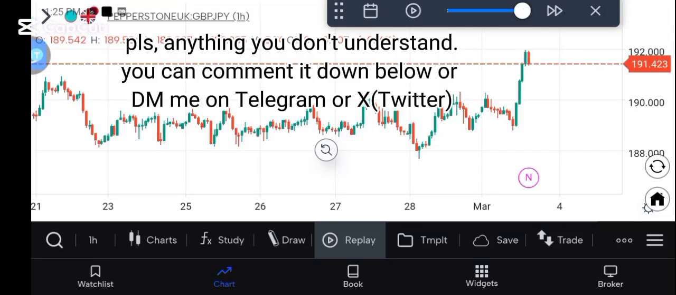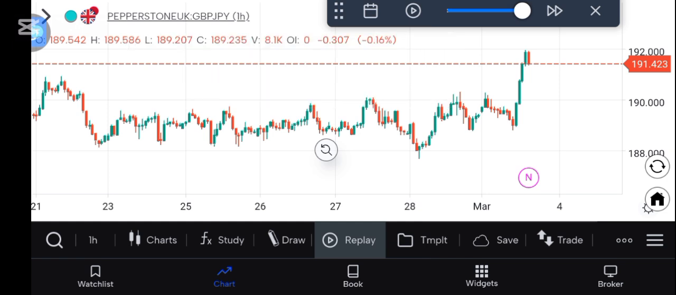Yes, this is a trade breakdown on what Dex shared in his seminar on his GBP/JPY trade he took on the British pound JPY. I'm just trying to do some breakdown because some people requested a video in my DM, so I'm just trying to help you.